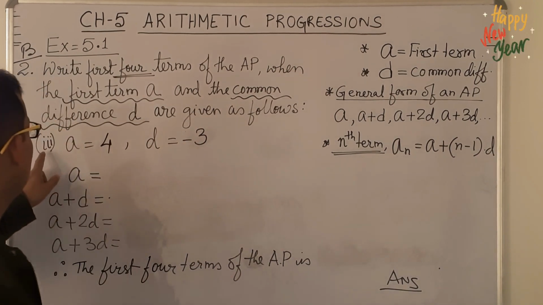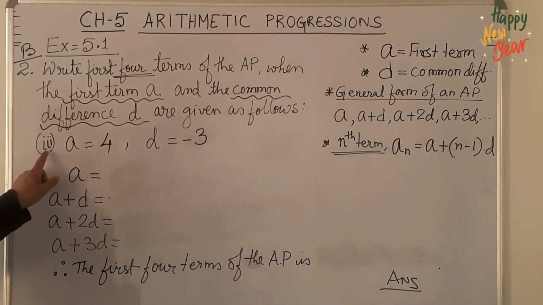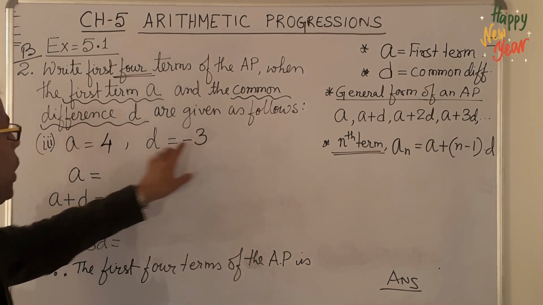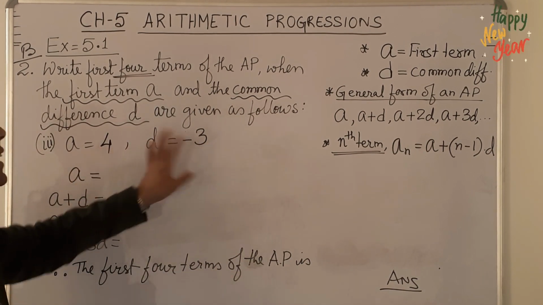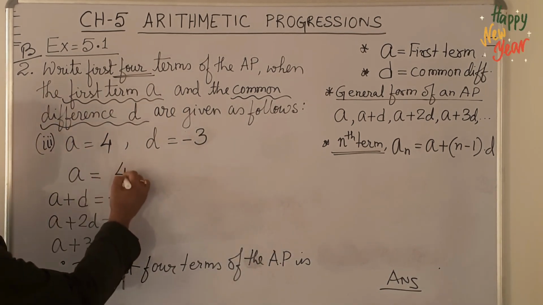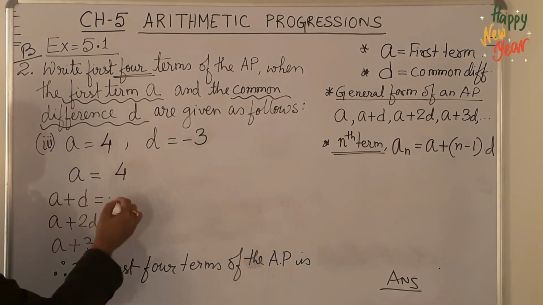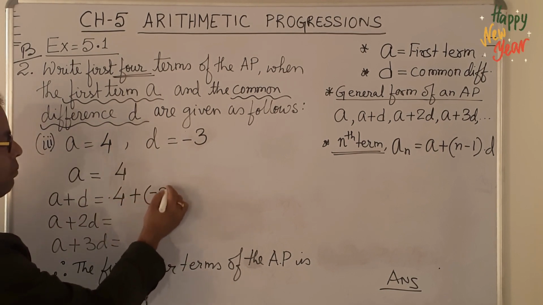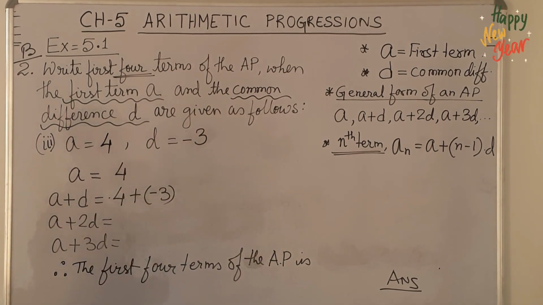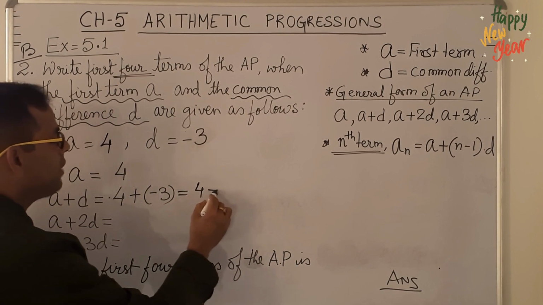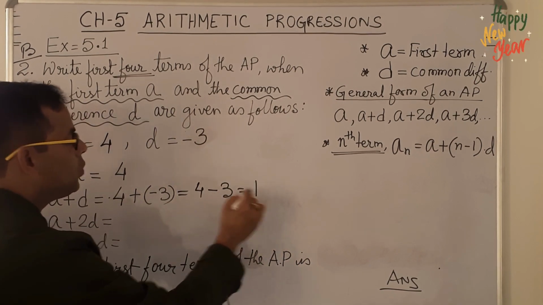So question number 2, Roman 3. A is how much? 4. D is how much? Minus 3. Only the values of A and D are changing. Okay. So the first term will be 4. Now A plus D will be what? 4 plus minus 3. I am putting one extra bracket, for safety. Clear? So 4 plus minus 3, what do you get? 1.